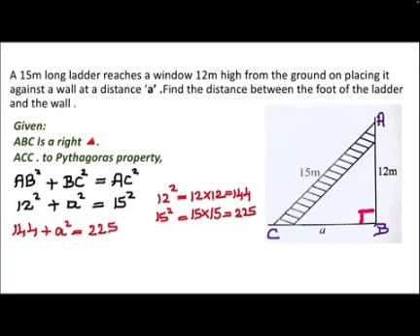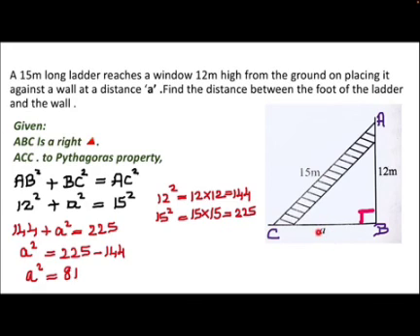Now, 144 plus A squared is 225. Do you all agree? 12 squared is 144. A squared I have written as it is because we don't know this measurement. 15 squared is 225. Now, let us see how to find this A squared. How do you find, children? We have to subtract 144 from 225. You will get A squared. A squared is 225 minus 144. That is 81.